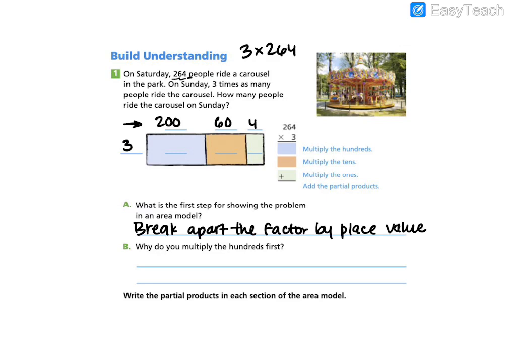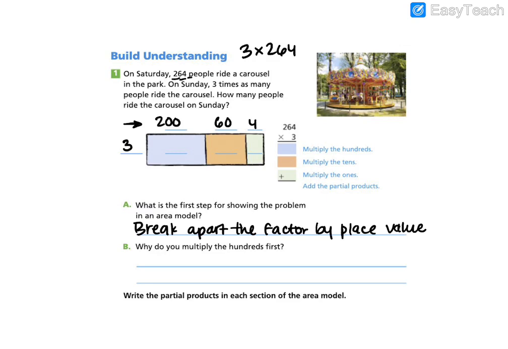And letter B asks us, why do you multiply the hundreds first? Do you have to multiply the hundreds first? Using the commutative property, can you multiply them in any order? I could, right? I could say 3 times 60. Would that change my final answer? No, it would not.